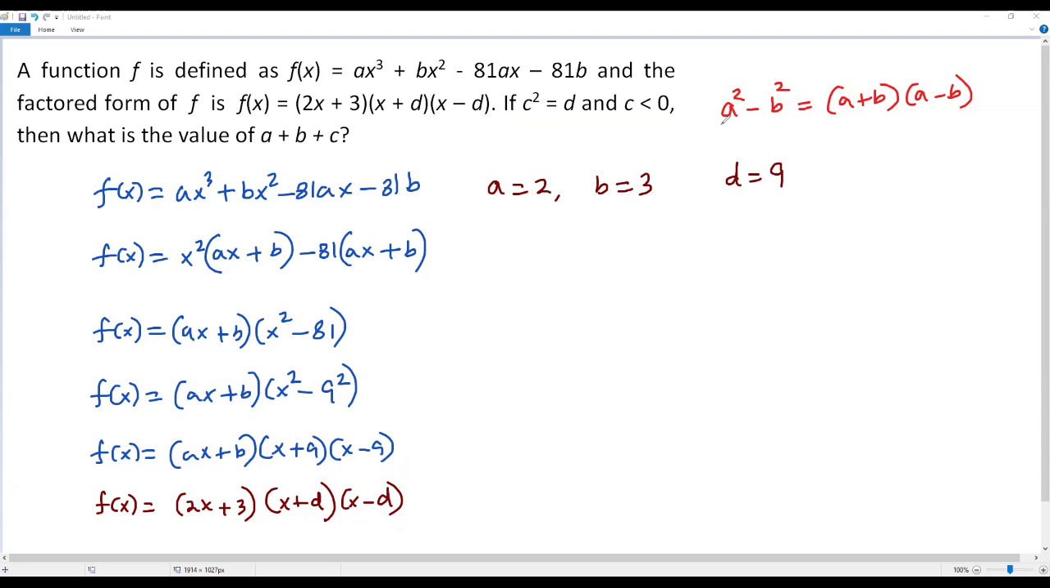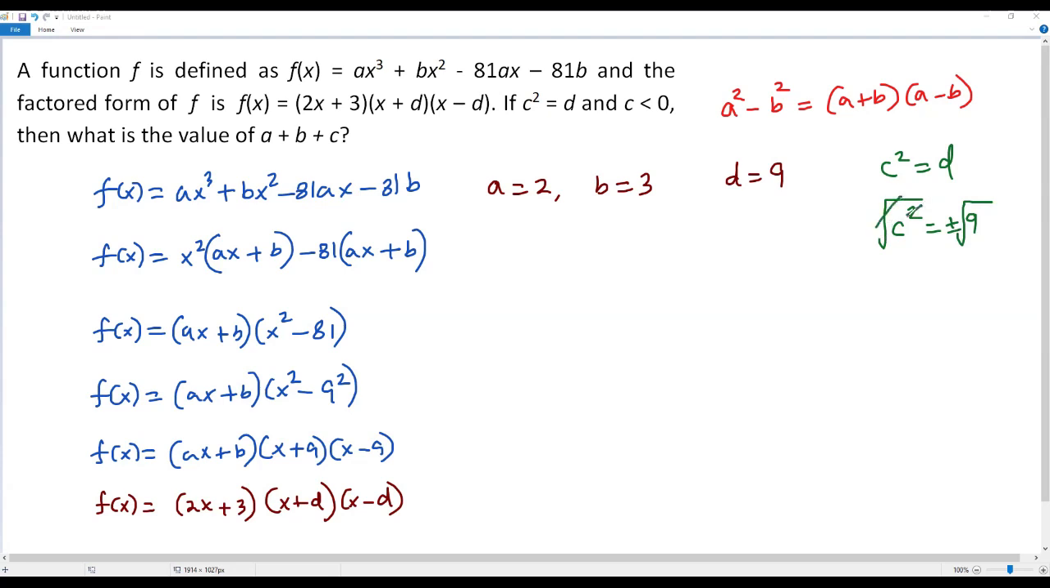Let me take c² = d. We got the value of d as 9, so c² = 9. To get the value of c, we have to get rid of the square, so we take the square root on both sides. Whenever I take the square root on both sides of an equation, I have to consider a positive or negative sign for the square root that contains a number inside. This square root contains the number 9, so we consider a plus or minus sign.